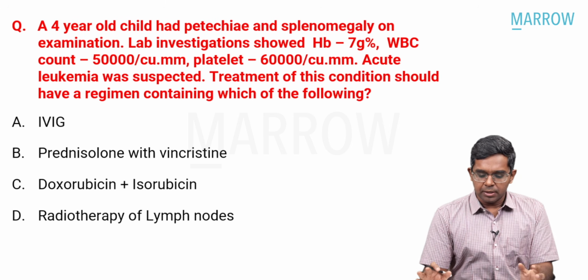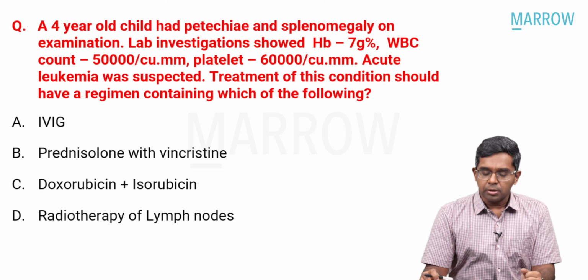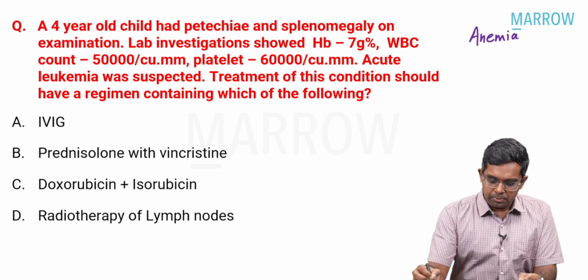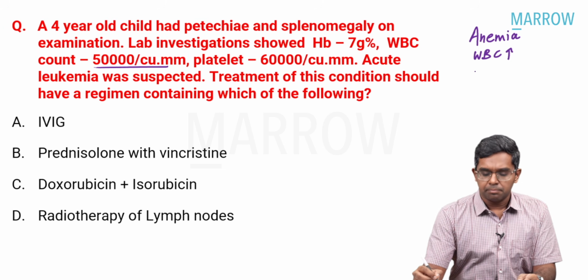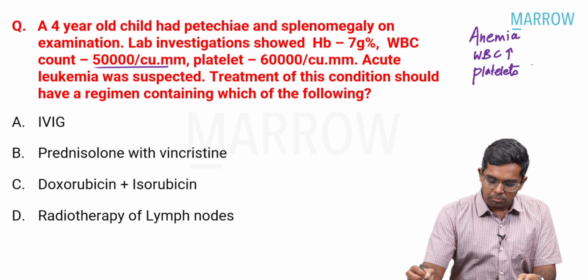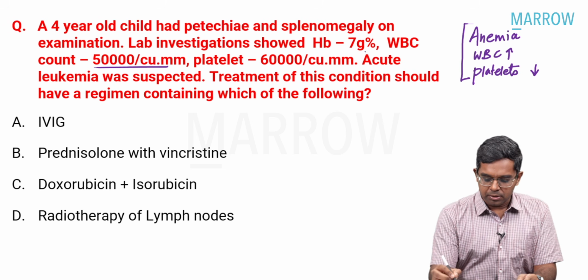A 4-year-old child has petechiae and splenomegaly on examination. Lab investigation showed hemoglobin of 7. There is anemia. WBC count is 50,000. So, WBC count is elevated. And platelet count is 60,000 per cubic millimeter. That means there is definitely low platelets or thrombocytopenia. Acute leukemia was suspected. That is what is the next part of the question.